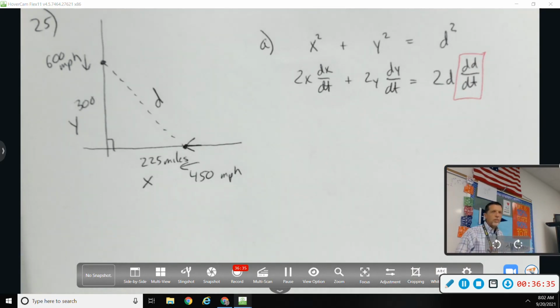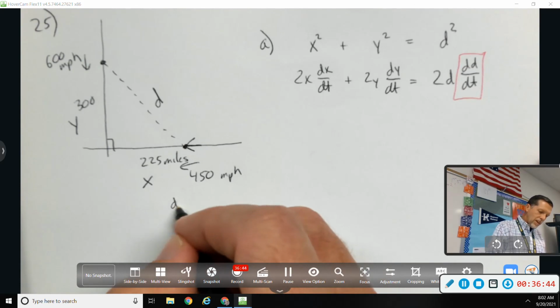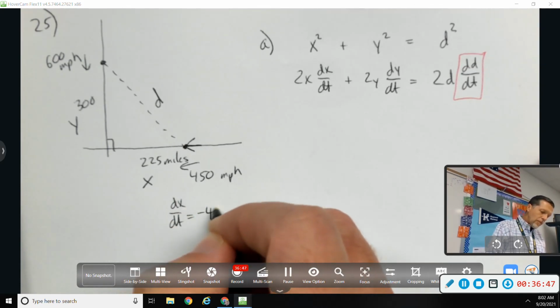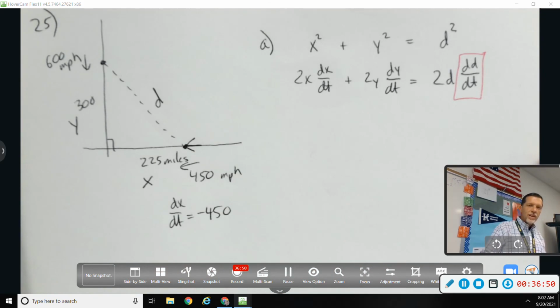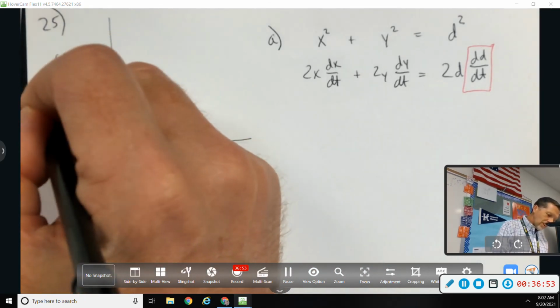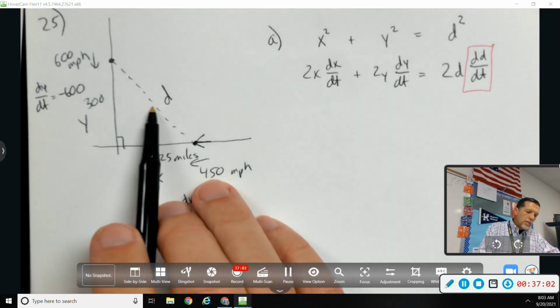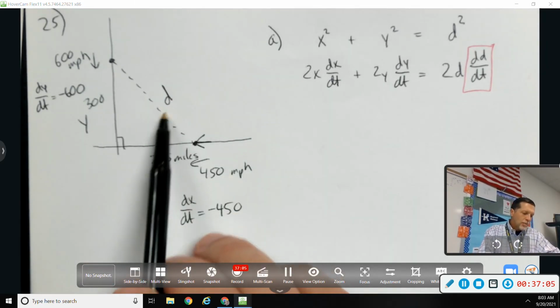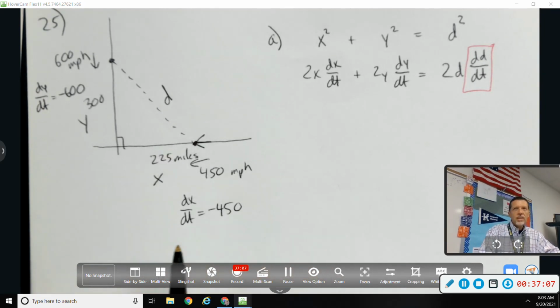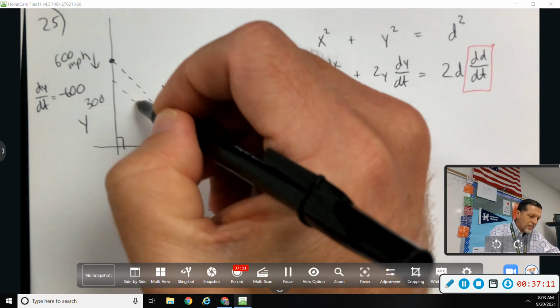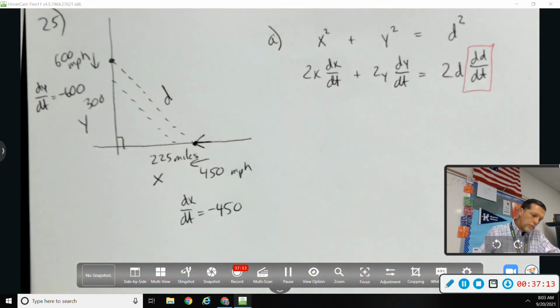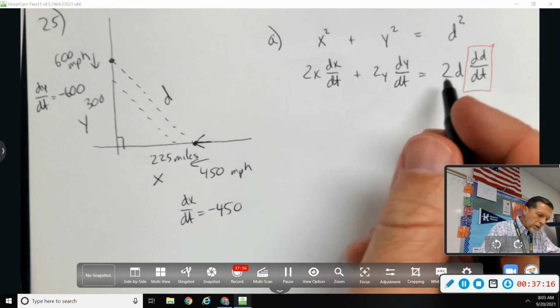Let's see, and we're searching for dd/dt, which means we have to know everybody else. X is 225. That's an easy one. What's dx/dt? Good. Negative 450. What's dy/dt? Negative 600. So that's important on those. They're negative because that distance is decreasing. Even before we work this problem, do we think dd/dt is going to be positive or negative? And it's negative because a second later it's smaller than it was before. So I think we know it. Oh, we don't know d.